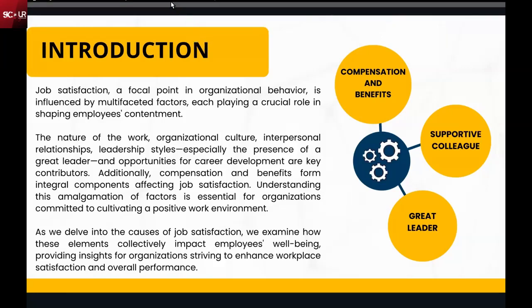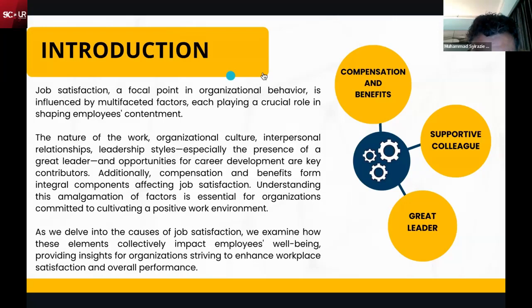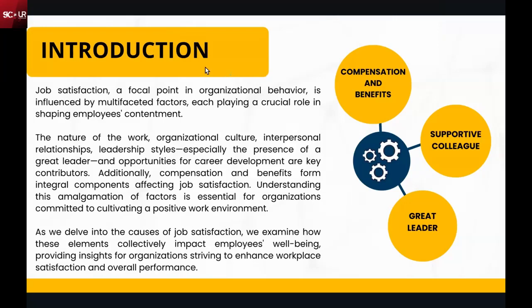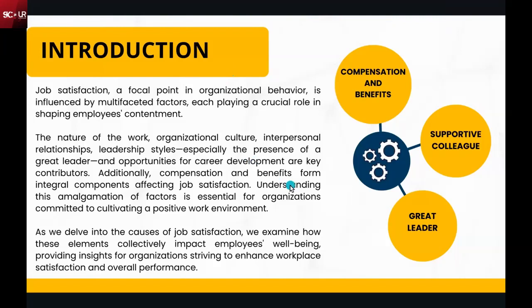You said the combination of these three factors, right? Is there any other factor that leads to job satisfaction? I repeat, is there any other factor that leads to job satisfaction? Basically, we got many factors that can lead to job satisfaction through our readings and discussion.